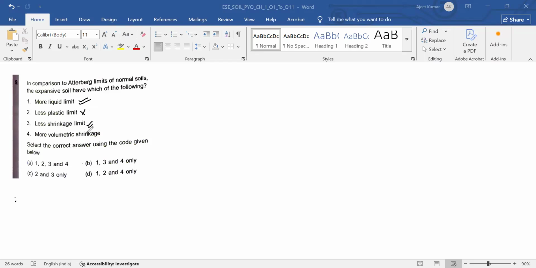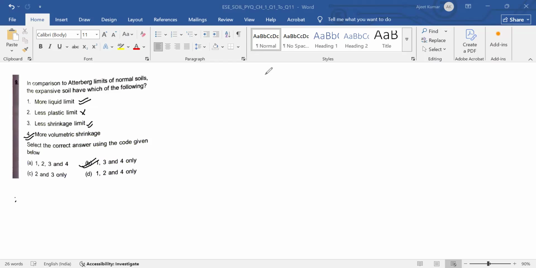Less shrinkage limit. Yes, it is a correct statement because there is a large volume change for a small water content. A large volume change is there in expansive soil, so the shrinkage limit will be less. And more volumetric shrinkage. Yes, this statement is also correct because in expansive soil, the shrinkage and swelling will occur very frequently and in large amount. So 1, 3 and 4 is correct, that is option number B.